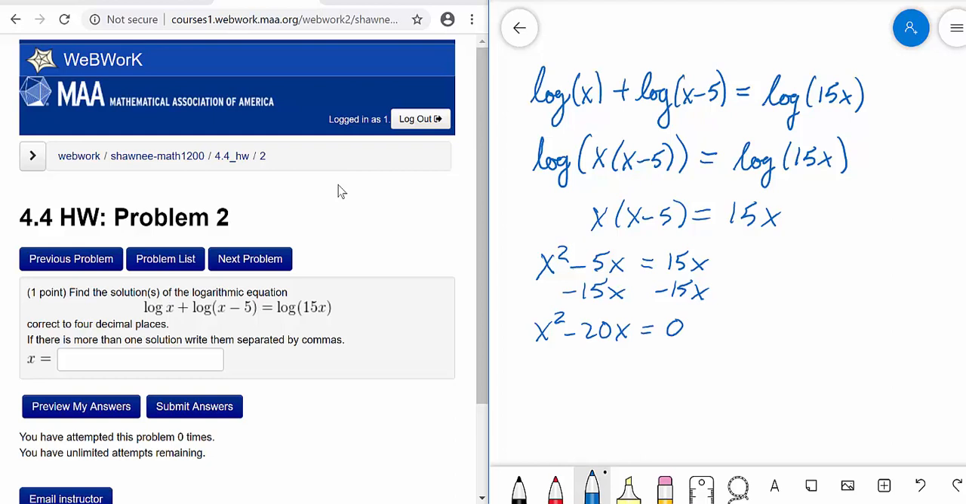The left-hand side factors, there's a common factor of x in both terms. So if I factor out a common factor of x, I'm left with x from x squared. And I factor out an x from minus 20x, I'm left with minus 20.